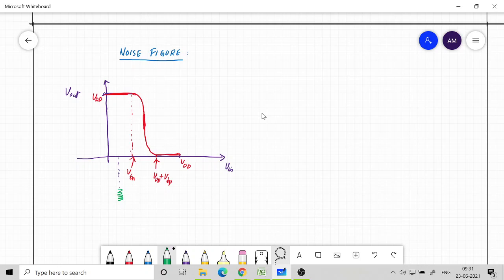Similar thing happens when you give a logic high. Suppose we have a voltage here and we have noise here, but output is without any noise. Okay, so you can see that it is steady 0 and it has no noise. Similarly, when output is at high also, even if the input has noise, it doesn't affect. But the case is different between VTN and VDD plus VTP.